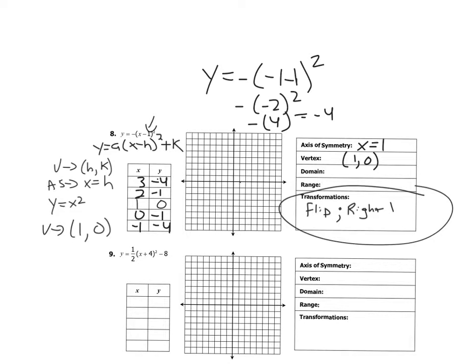Okay, so we have 1, 0, which is right here. We have 0, negative 1, which is right here. We have negative 1, negative 4, which is right here. And 2, negative 1, 3, negative 4.